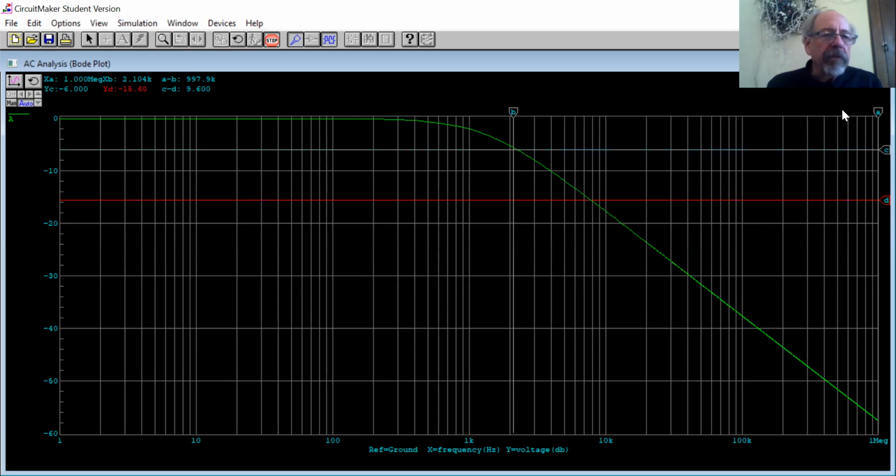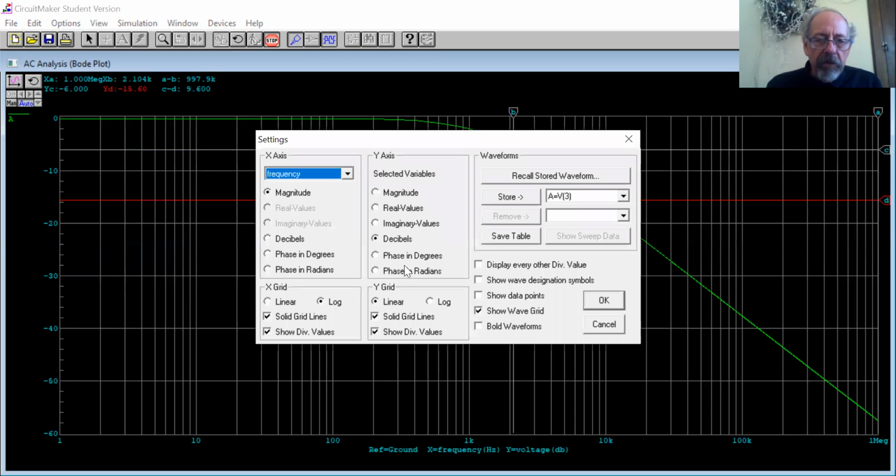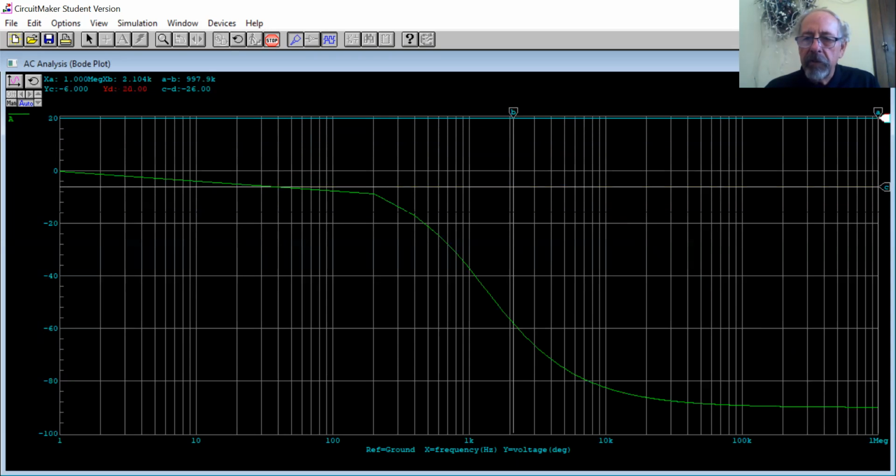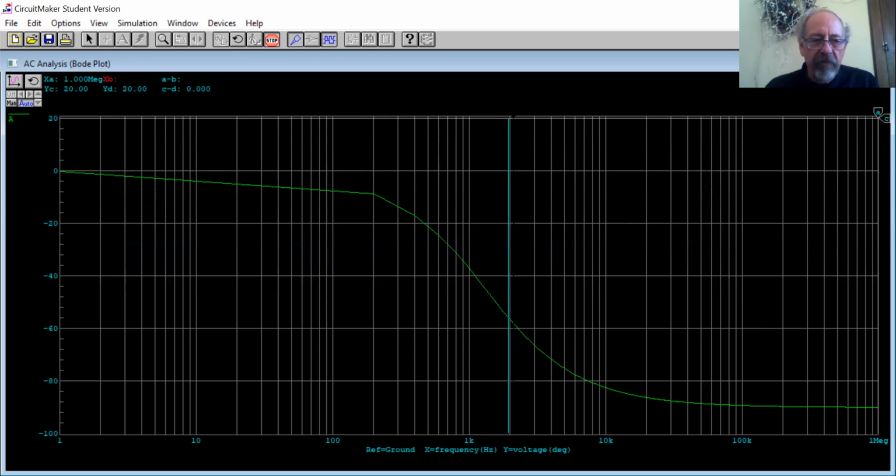Oh, one other thing, let's go back to here. It turns out that I can show phase in degrees. So if I click on this, it shows me what the phase angle of the circuit is as I put these cursors out of the way and go from a low frequency to a high frequency.